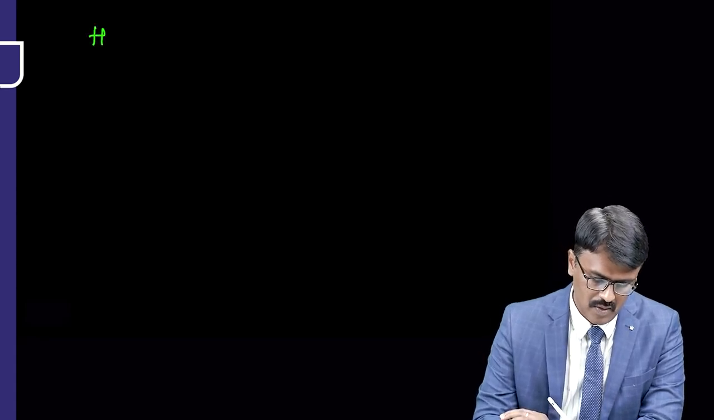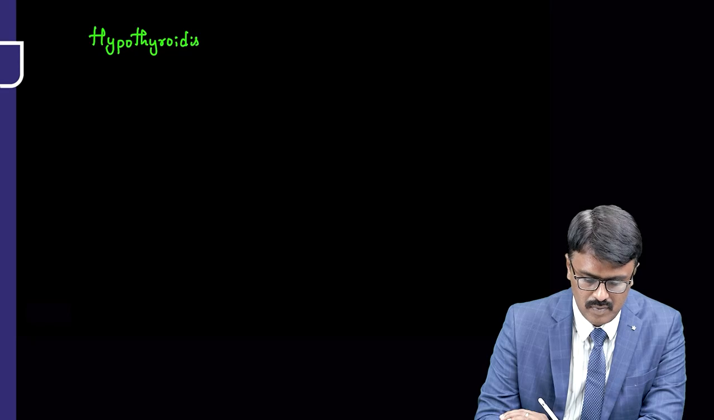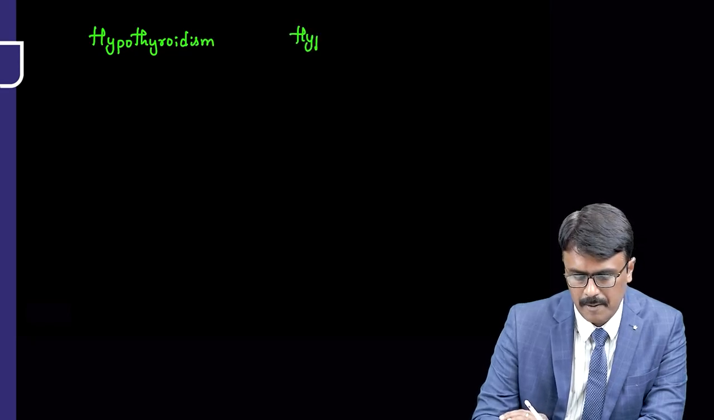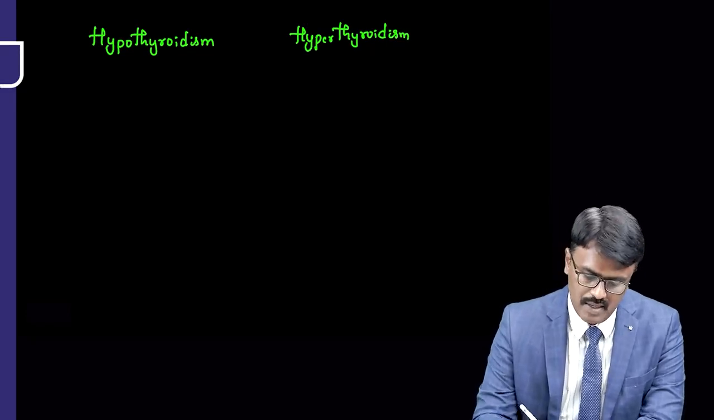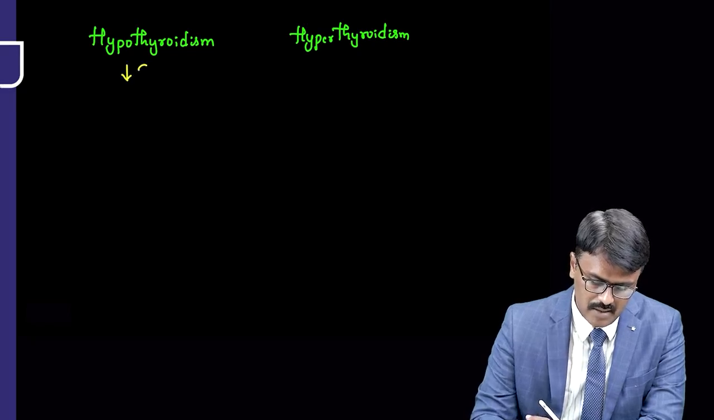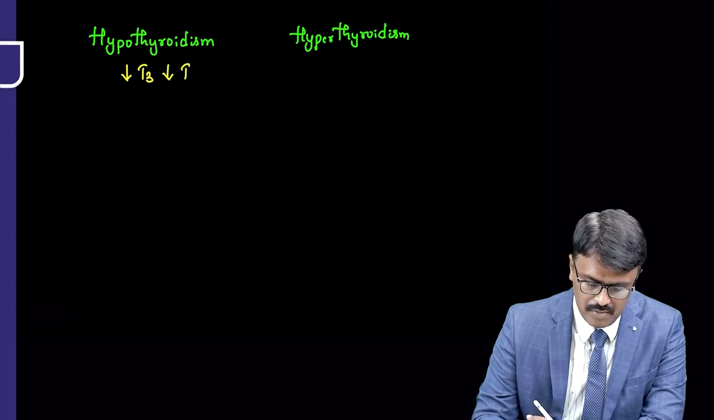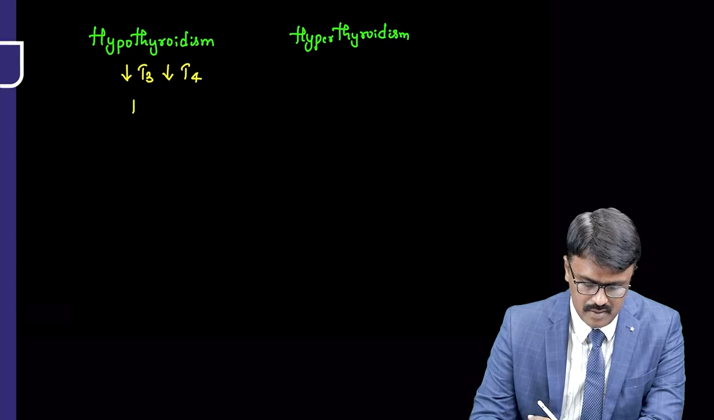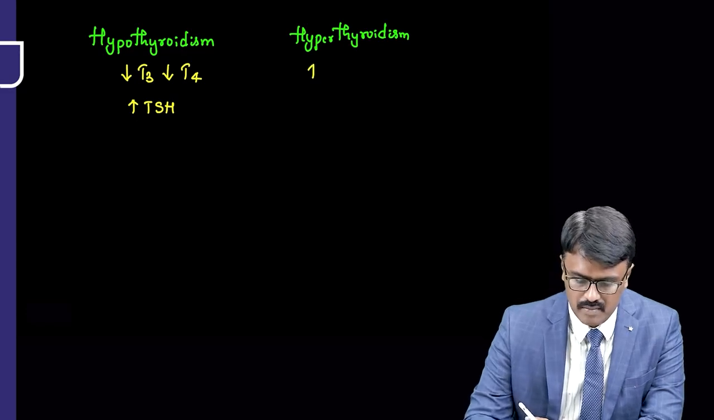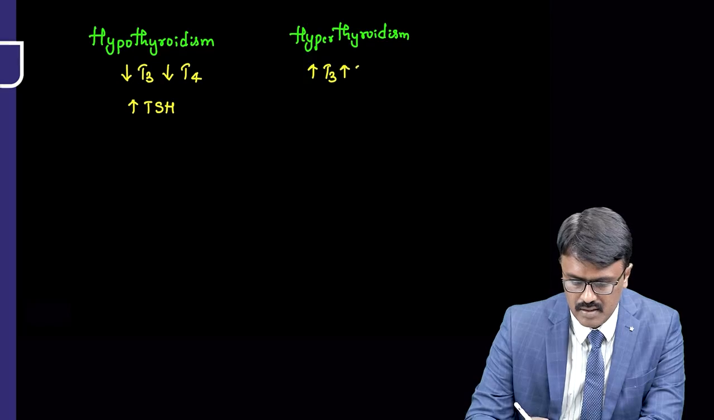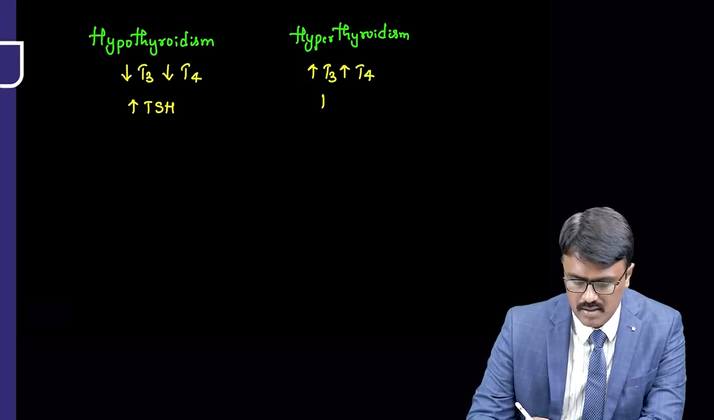Now, first of all, there are two important problems I told you. One is hypothyroidism, and one more is hyperthyroidism. So we have hypothyroidism and hyperthyroidism. Now, what is the problem in hypo? There is decrease in T3 and T4, and there is increase in TSH. So that is the investigation. Now, in hyperthyroidism, there is increase in T3, increase in T4, but there is decrease in TSH.